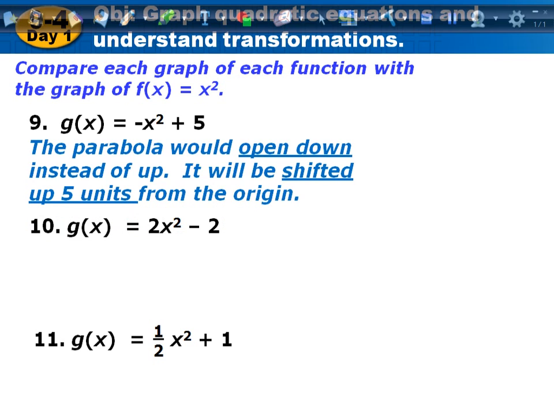So for number 9, I want you to write g of x equals -x squared +5. And I also want you to write everything in the blue. You're going to write the parabola would open down instead of up, and it will be shifted up 5 units from the origin.